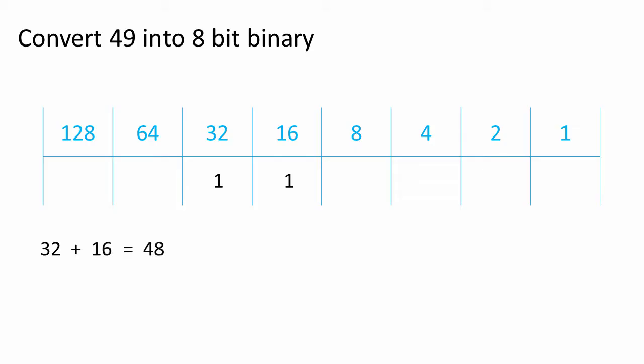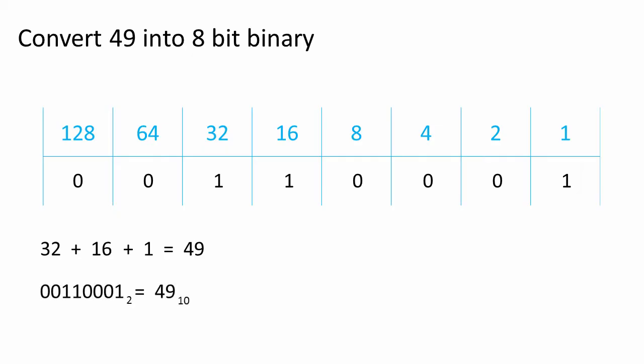32 plus 16 is 48. We are below the target, so we can add something else to this. If we were to place a 1 underneath the 8, 32 plus 16 plus 8 is too big, so we won't place the 1 here. Let's try it underneath the 4. 32 plus 16 plus 4 is still too big, so let's try the 1 underneath the 2. 32 plus 16 plus 2 is 50. It's still too big, so let's try the next position along. 32 plus 16 plus 1 is 49. We've found the target value. We know where the 1s go. All we have to do now is fill the gaps with zeros. So there it is. 49 in base 10 is equivalent to 00110001 in base 2.